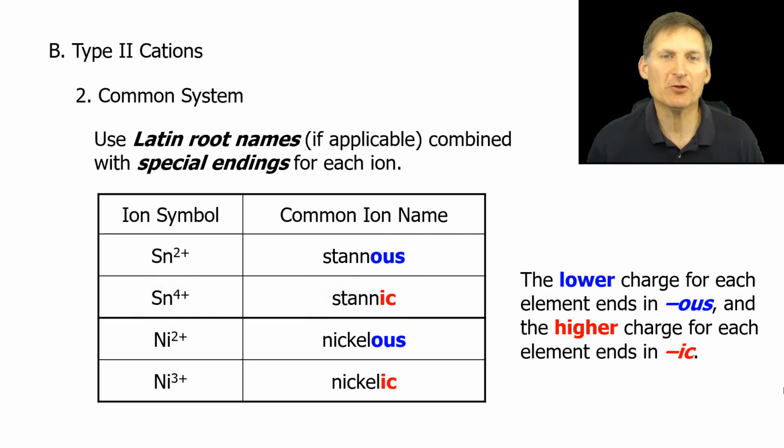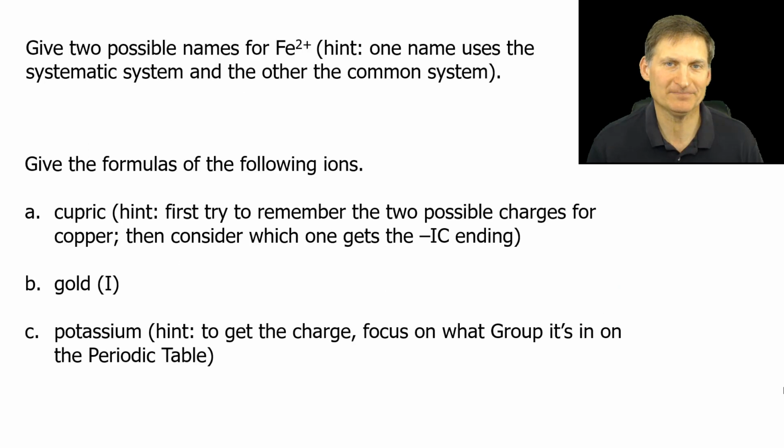To be clear, the only two you would be expected to memorize the charges and common names of are copper and iron. Let's wrap this names of cations section by having you answer all the questions you see here. Try it without consulting your notes. Stop the video now.